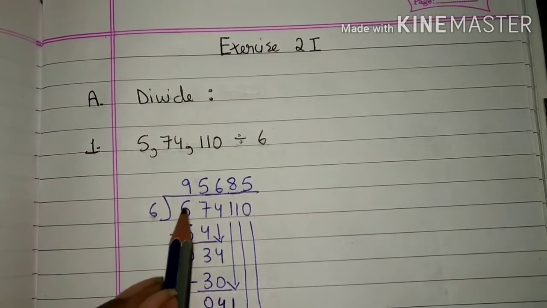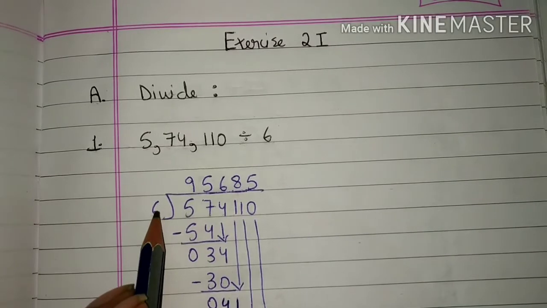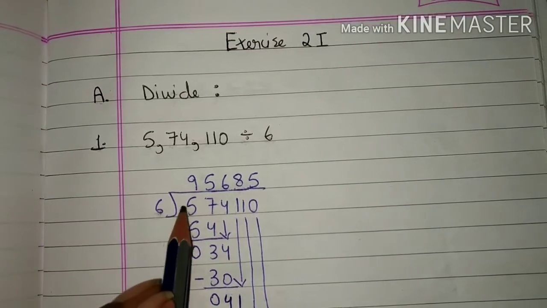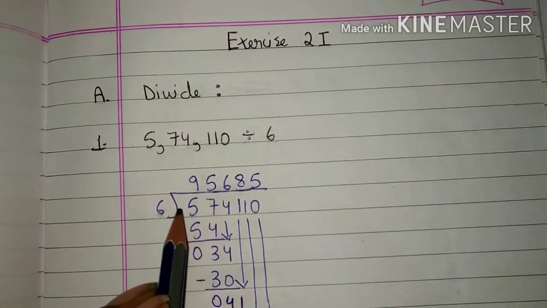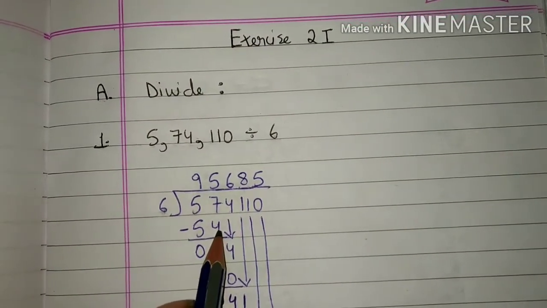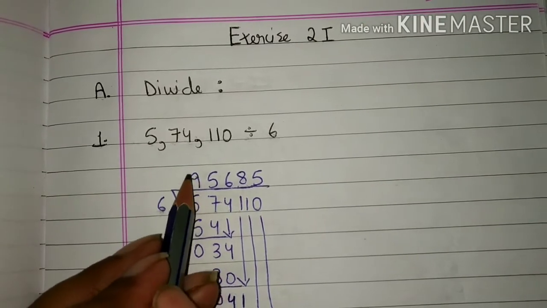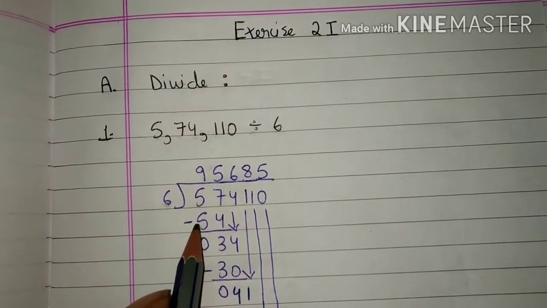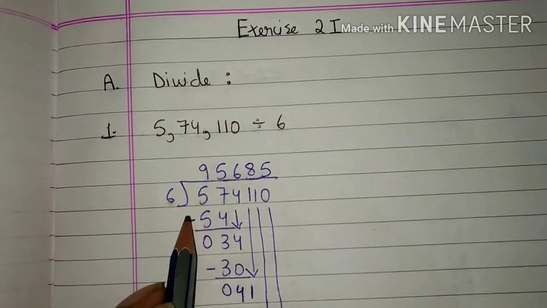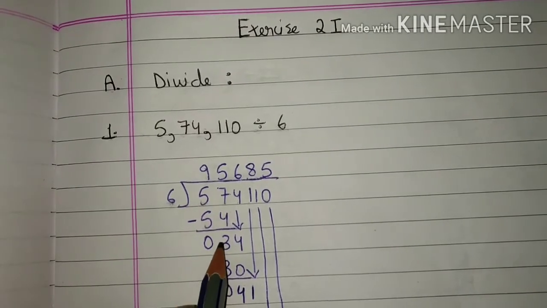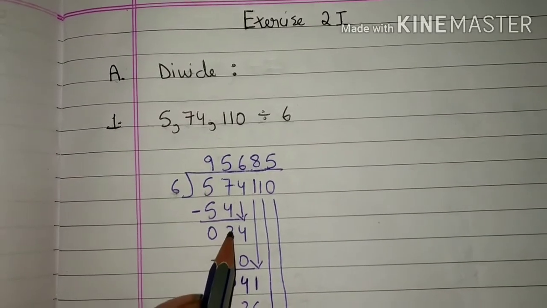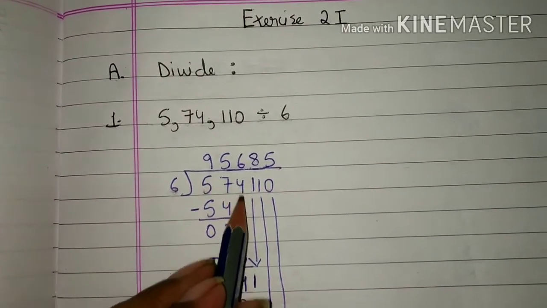Now, number become 57. Students, 6 into 9 is 54. And 54 is just smaller than 57. So, we will consider 6 into 9 is 54. Students, we will write 9 here. And we will write 54 here. Now we will subtract the number. 57 minus 54 will give 3. Students, 3 is smaller than 6. So we will carry down next digit, that is 4 here.